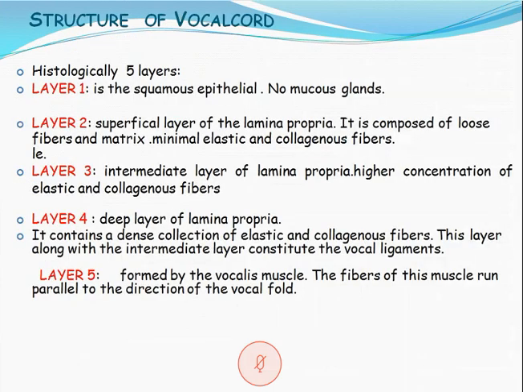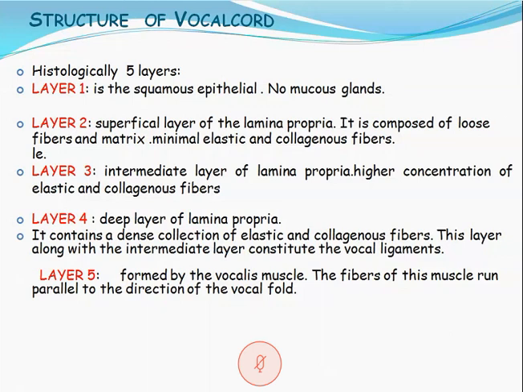Histologically, this has 5 layers. Layer 1 is the squamous epithelium. It doesn't have any mucous gland. Layer 2 is the superficial layer of the lamina propria. It is composed of loose fibers and matrix, with minimal elastic and collagenous fibers. The third layer is the intermediate layer of the lamina propria, with a high concentration of elastic and collagenous fibers. The deep layer of the lamina propria contains a dense collection of elastic and collagenous fibers. This layer along with the intermediate layer constitutes the vocal ligament actually.